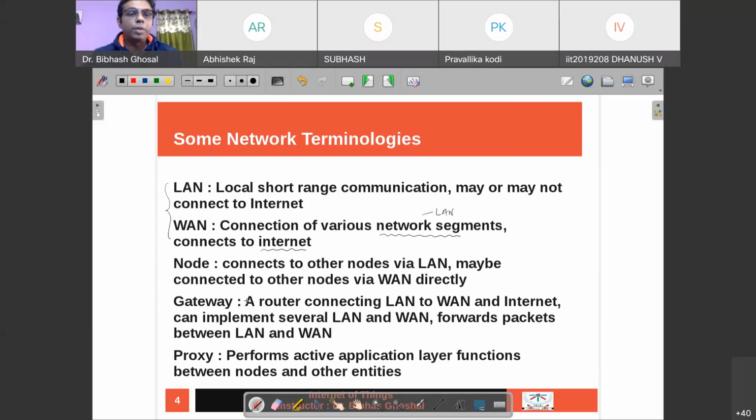So that's about this. This is the one that we are going to use in our smart objects. Then we have a node, which connects to other nodes via LAN or maybe connected to other nodes via WAN. So nodes can be anything. It can be objects, it can be gateways. Okay. You have been hearing this term gateway. So what exactly is this gateway? Well, it's nothing but a router that connects your LAN to WAN.